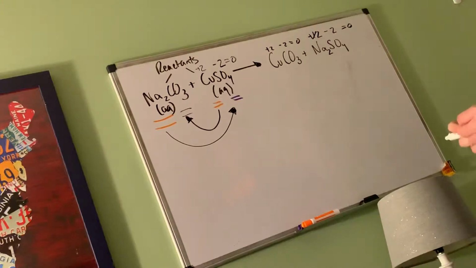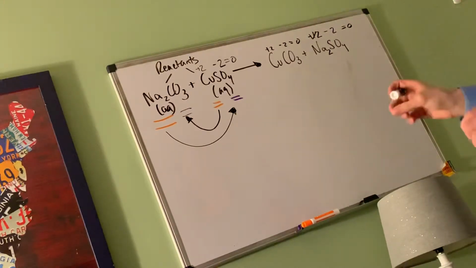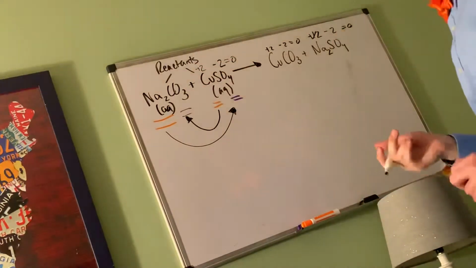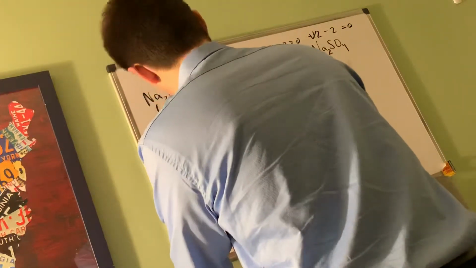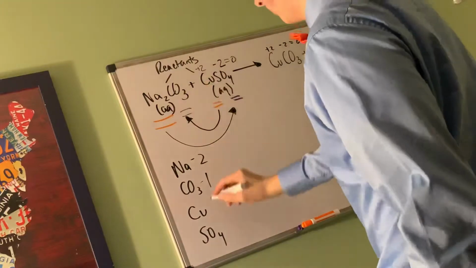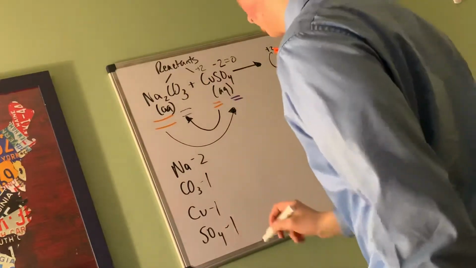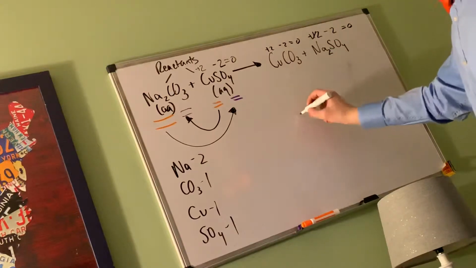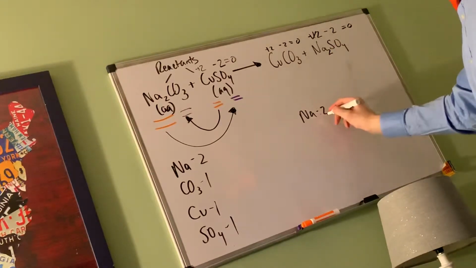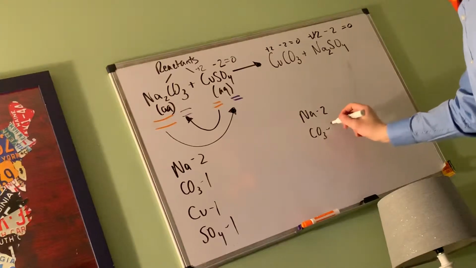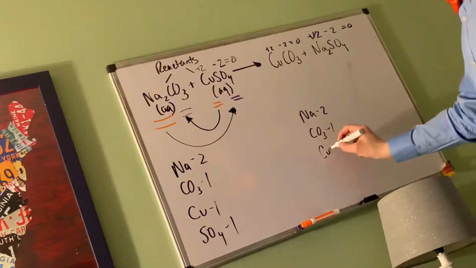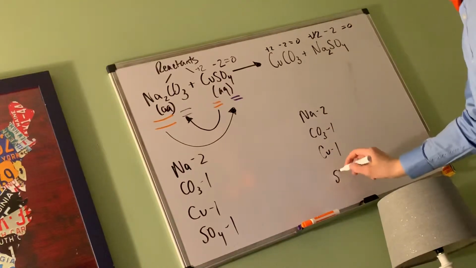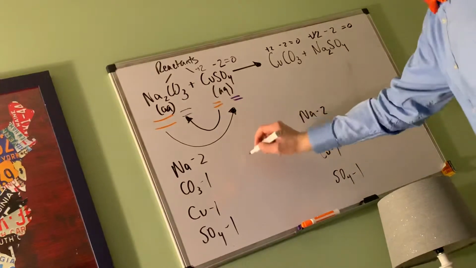Now we have to make sure there's the same amount of elements on each side. So we have Na2CO3, Cu, and SO4. We have 2 Na, 1 CO3, 1 Cu, and 1 SO4. Looking at Na, we have 2 of them here. CO3, 1 here. Cu, we have 1. And SO4, we have 1. In this case, we don't have to balance anything because they're equal to each other.